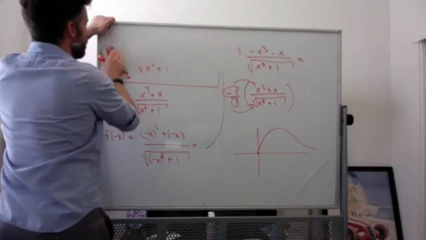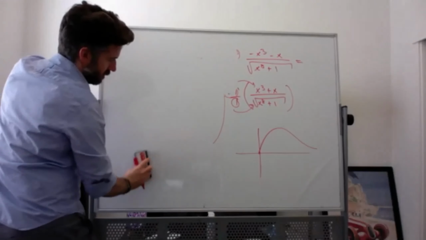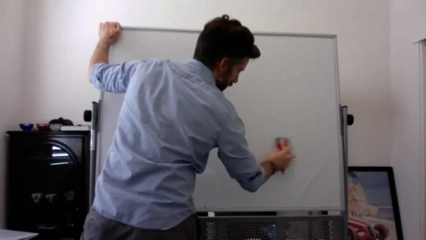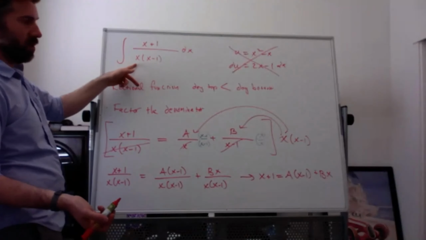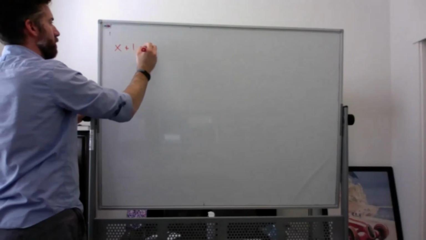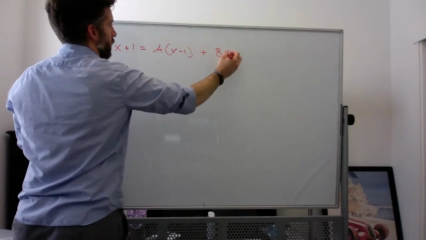Now there are a couple things to keep in mind when solving for A and B. This example is a fairly straightforward example because all of the factors are non-repeated linear factors. So I've got x + 1 equal to A times (x - 1) plus B times x.